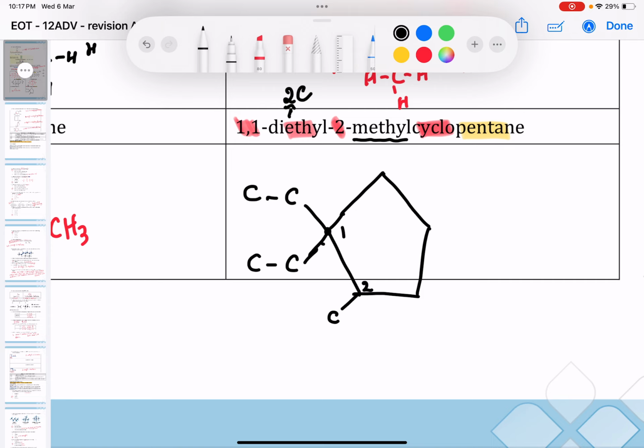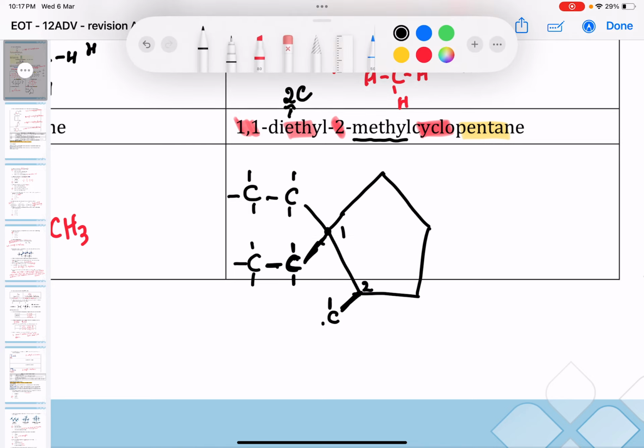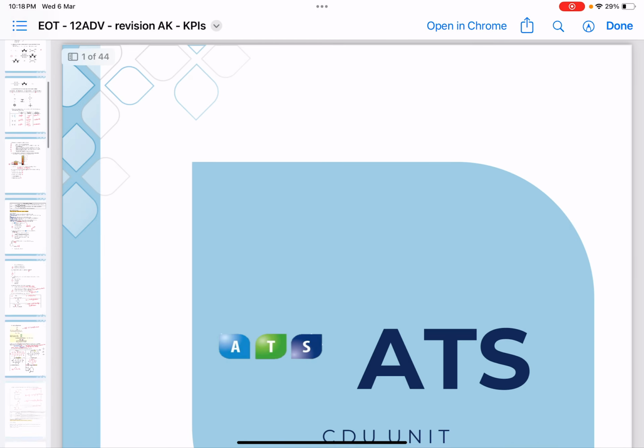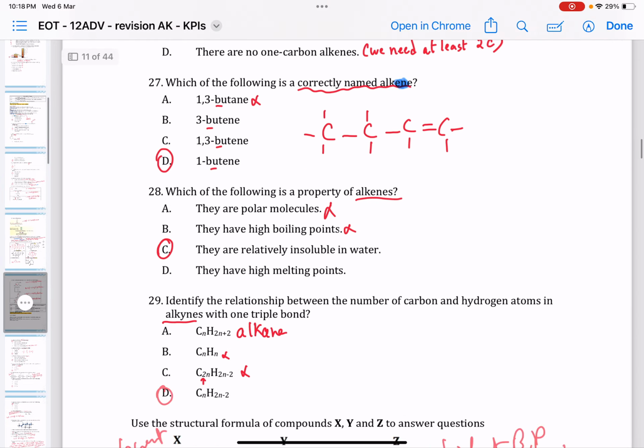And now we're done. We complete the bonds with hydrogens. This carbon is taking 1, 2, 3, 4. 1, 2, 3, and 4. And that's it. This is the molecule of 1,1-diethyl 2-methyl cyclopentane.